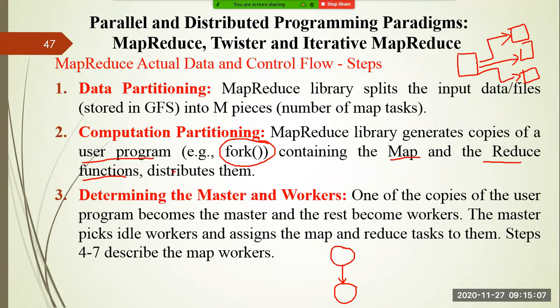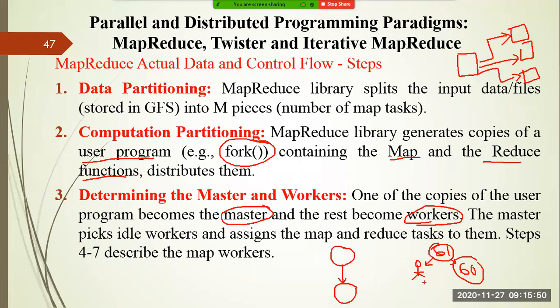The third one is determining the master and worker. One of the copies of the user program becomes the master. You have taken multiple copies. In a class, let's say there is a teacher and 60 students. The total number of copies you will take is 61. One copy you give to the teacher and 60 copies you distribute among the students. That's why it says one of the copies of the user program becomes the master and the rest become workers. When students want to do some work using that material, they are treated as workers.